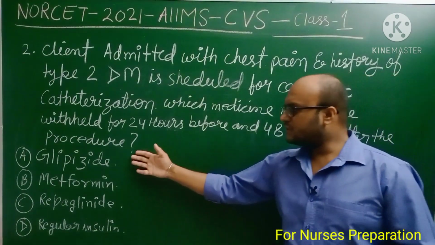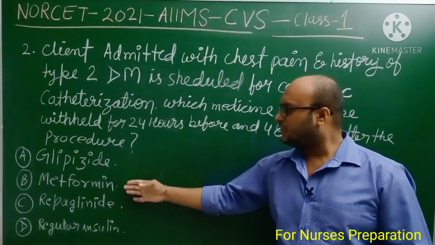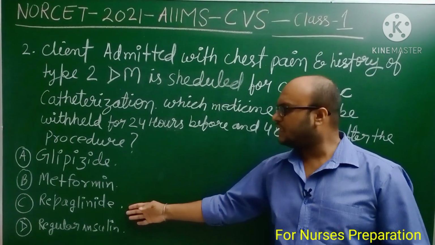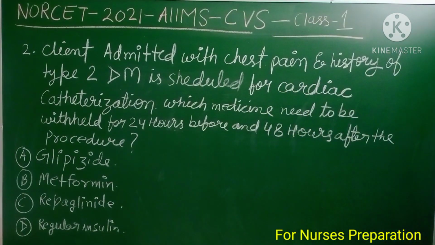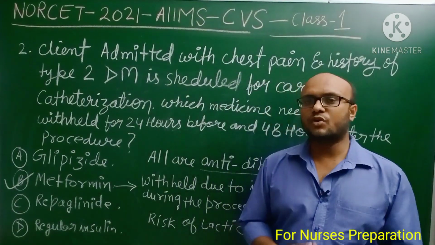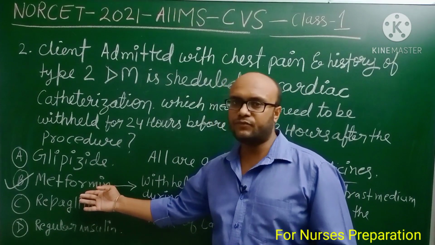In the given four options, option A glipizide, option B metformin, option C repaglinide and option D regular insulin, all these four medicines are used for the treatment of diabetes mellitus. We have to choose the one medicine that needs to be withheld for 24 hours before and 48 hours after the procedure. The right answer to this question is option B, metformin.